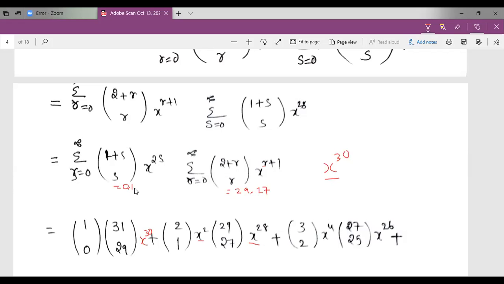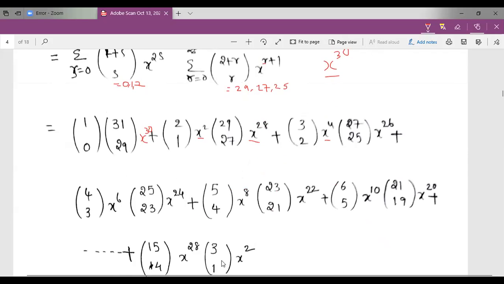So in the third case, s is equal to 2. So 2 plus s, 3C2, x power 2, 2 into 2, 4, x power 4. Okay. So in the remaining x power 26, we need x power 26. So for that, we have to take r is equal to 25. We have to take r value 25. So 27C25, x power 26.